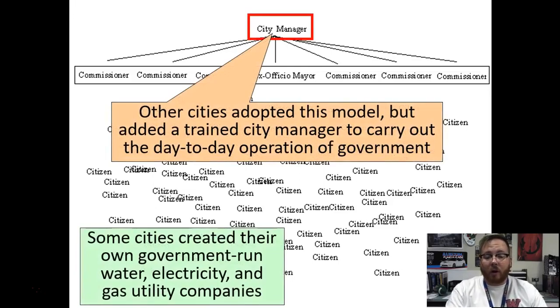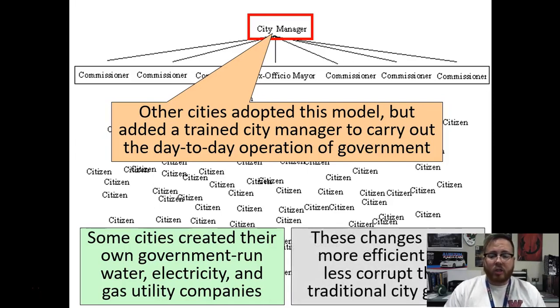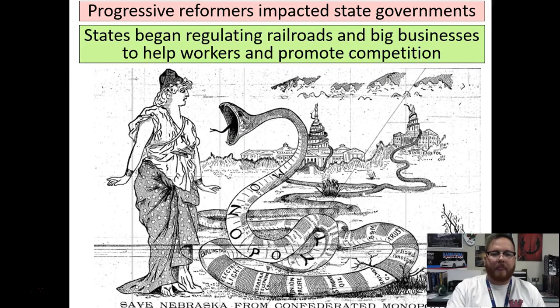Some cities created their own government-run water, electricity, and gas utility companies in order to get some revenue into the government rather than contracting it out to a private company. These changes were more efficient and less corrupt than traditional city governments that we had seen in the past. Tammany Hall. That's when we talk about political machines, that's the most effective one. That's really why I say that so much.